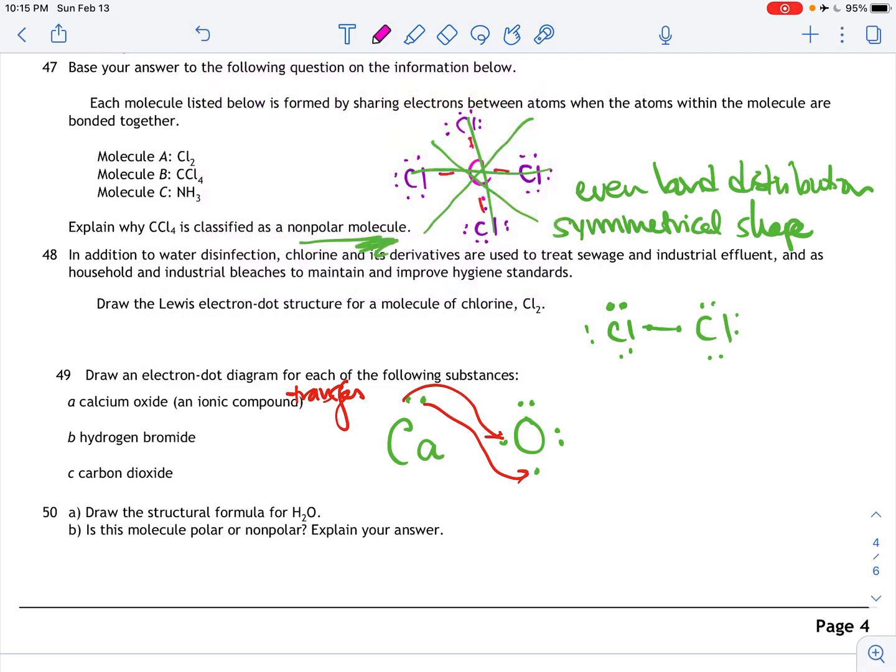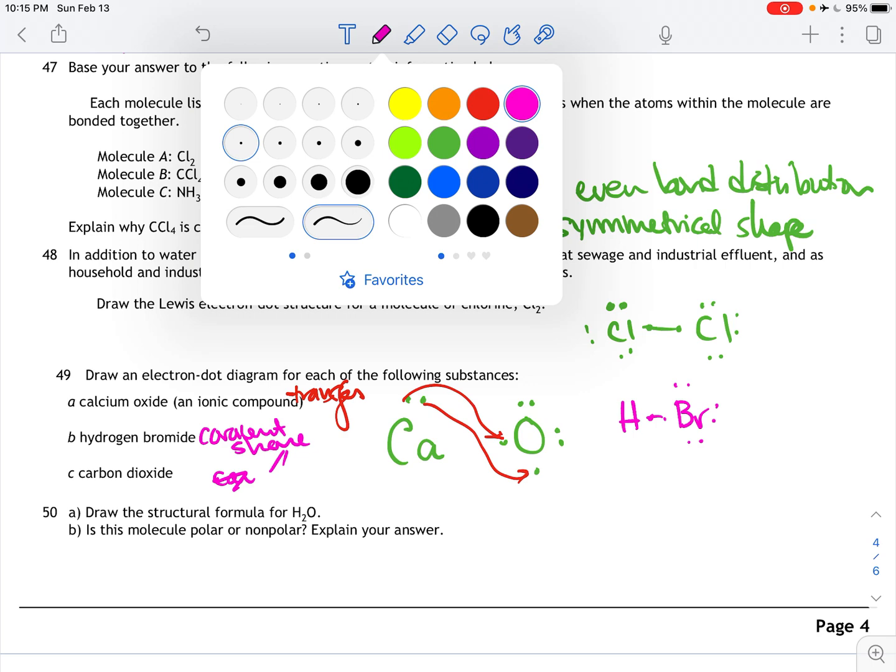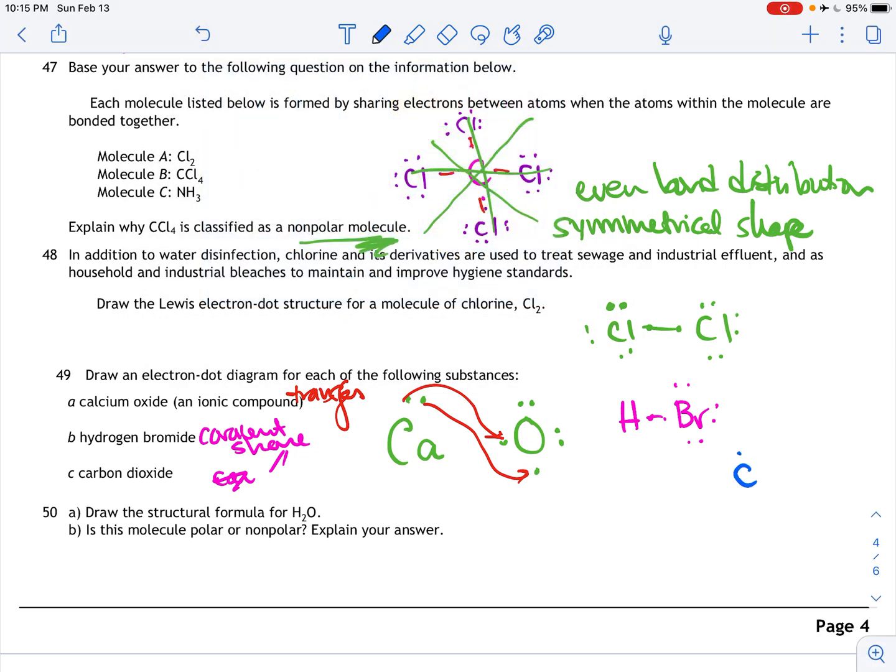And then hydrogen bromide. So this is a covalent. So 2 nonmetals share. And so is carbon dioxide. So share. HBr. I didn't fill it in the right way, but there you go. And then carbon dioxide is unique. I already had green. Carbon will be our central atom, which would normally look like this. However, carbon is bonding with oxygen, which likes to double bond if possible. So there's a bond there. Bond.